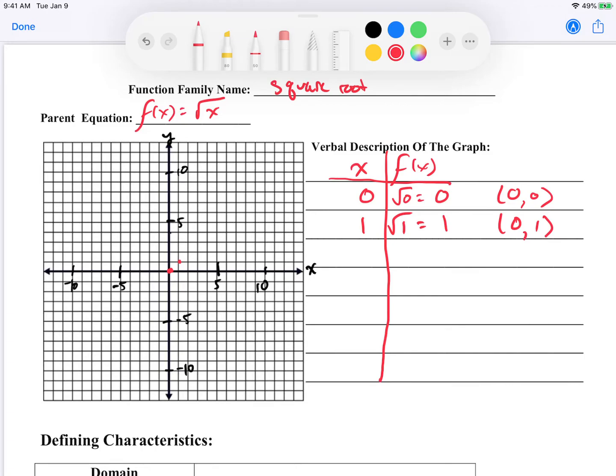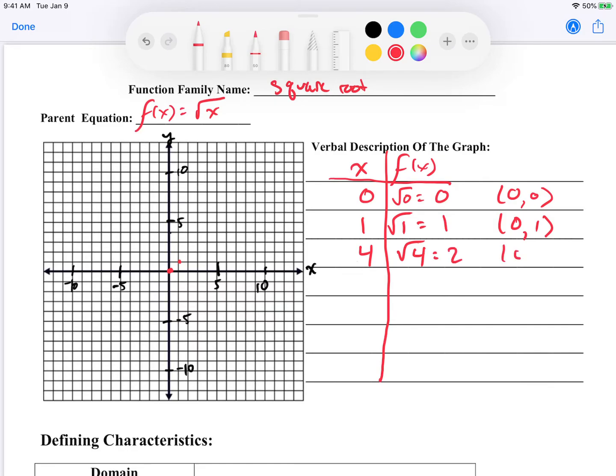Now, normally at this point I would choose 2, but the problem with choosing 2 is that f of x is equal to the square root of 2, which is an irrational number, which I can't really plot on here. So instead I'm going to choose a value that I know has a perfect square root. Let's use 4. The square root of 4 is going to be equal to 2.